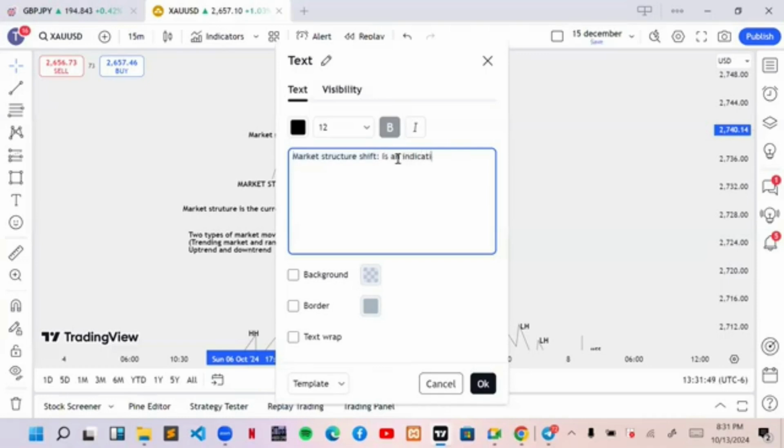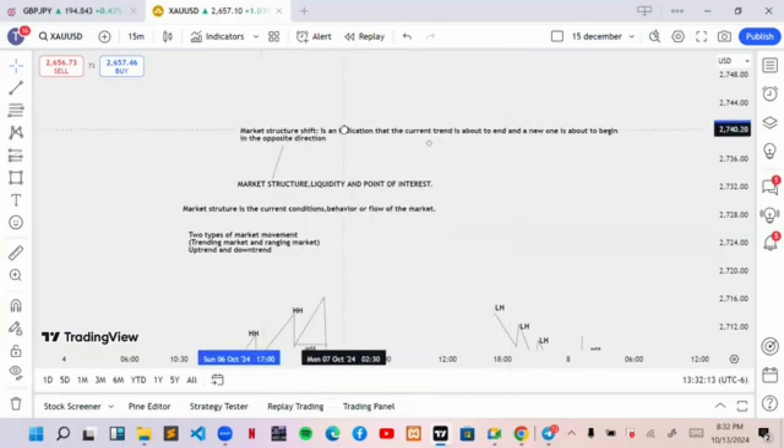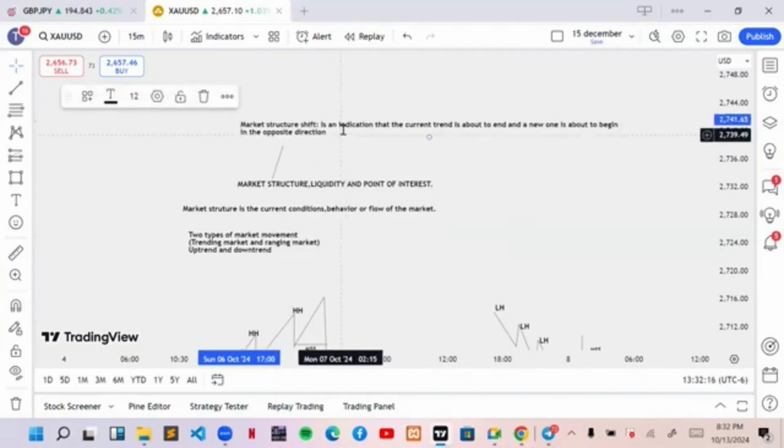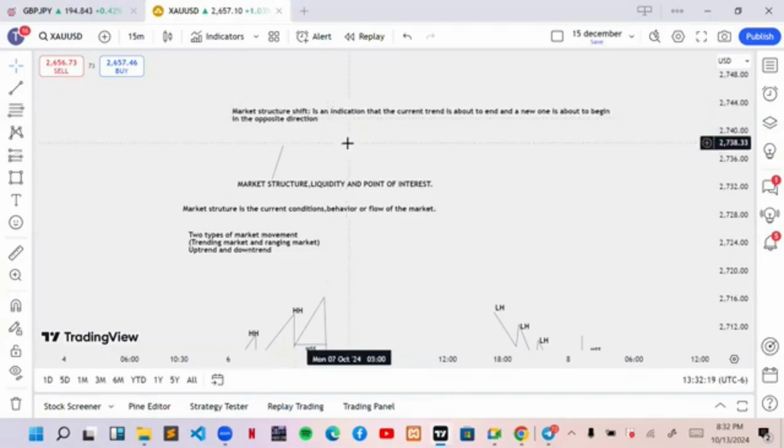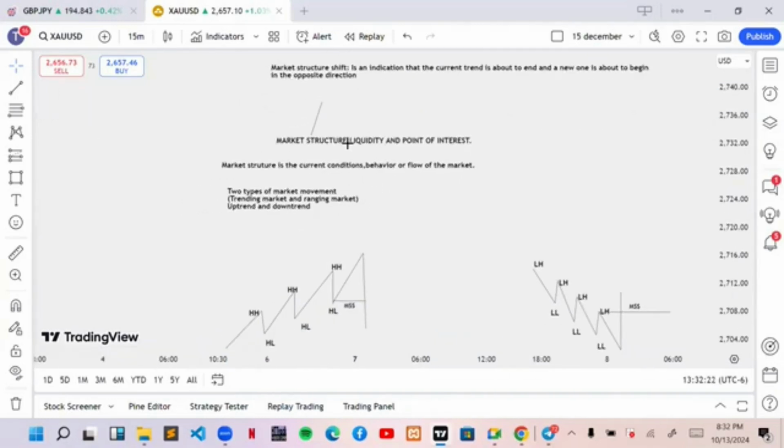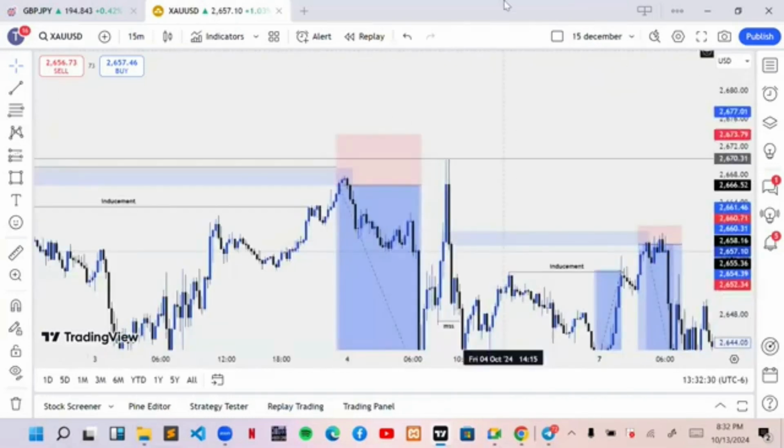It's an indication that the current trend is about to end, and the new one is about to begin in the opposite direction. So for market structure shifts, we're taking a trade in the opposite direction. If the previous trend was an uptrend, once you notice a market structure shift occur, instead of taking buys, you're now going to be taking sells. That is what it means by market structure shift.